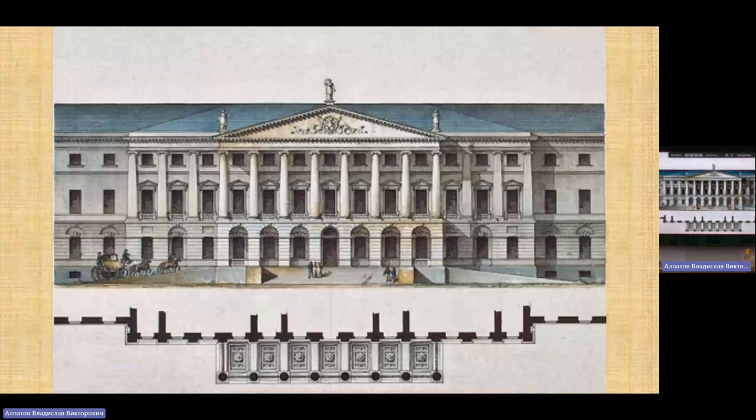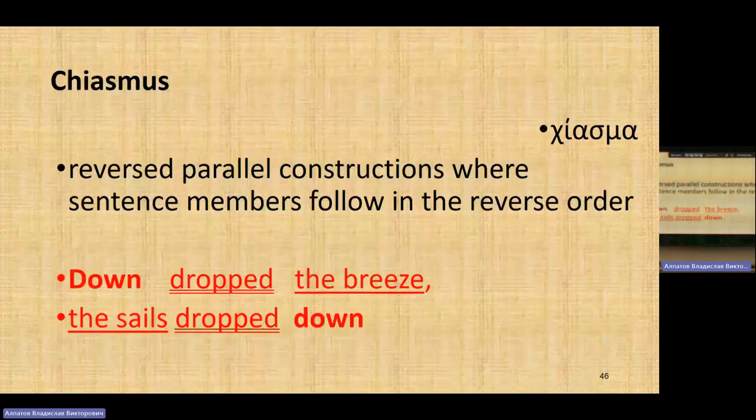Parallelism, of course, is a stylistic device on which classicism is built. Classicism as a style is full of parallelism, full of repetition. Well, unified structures appear everywhere, these columns, right?